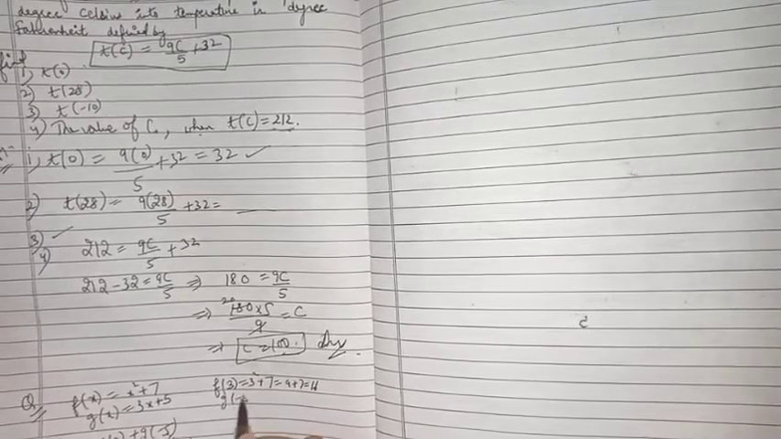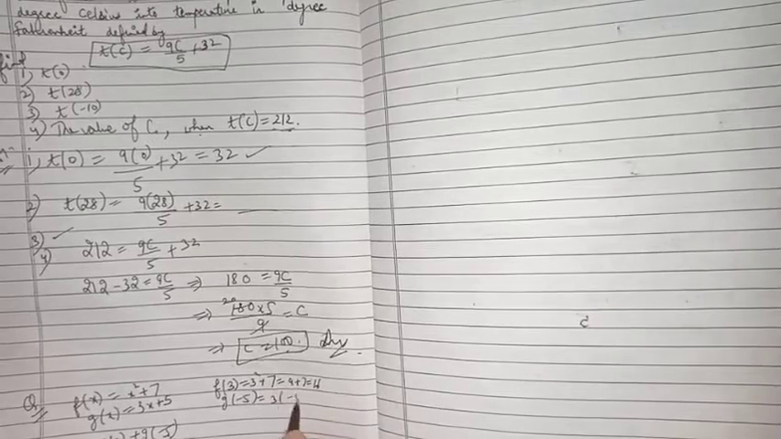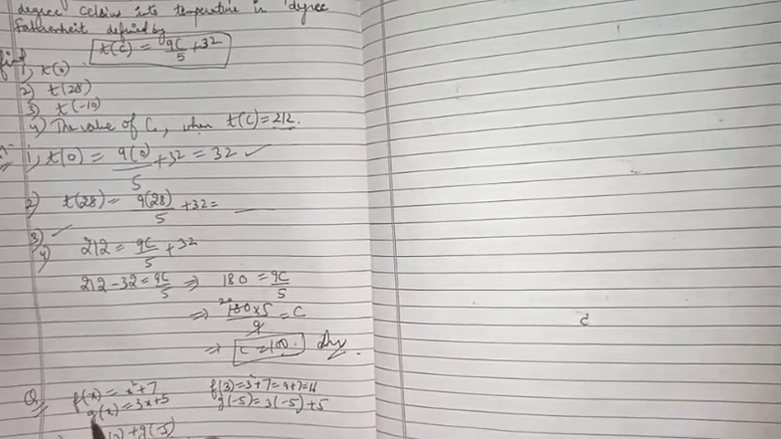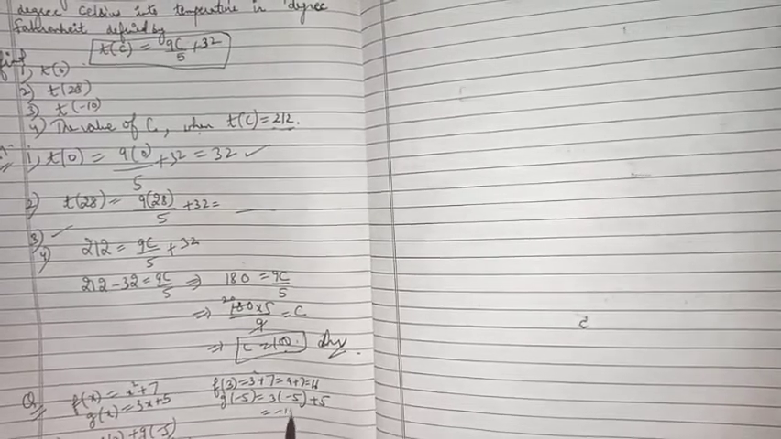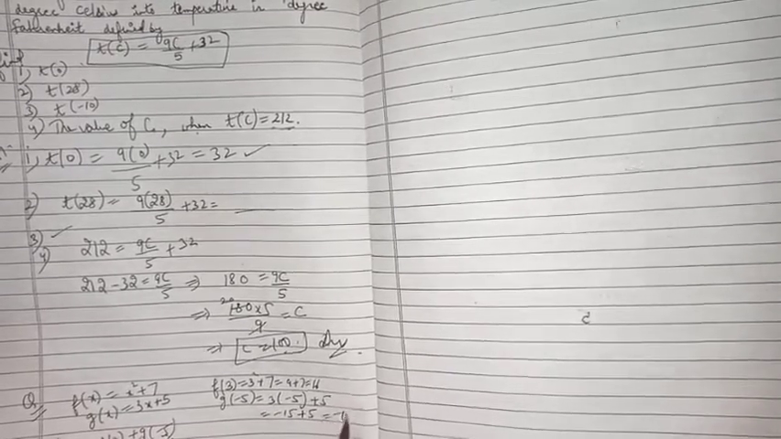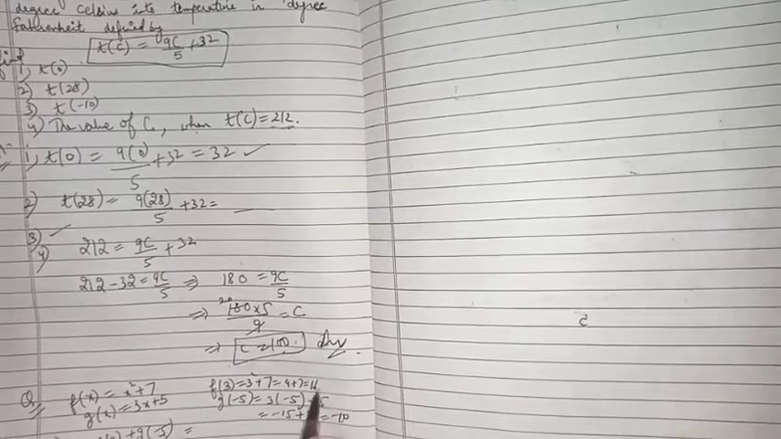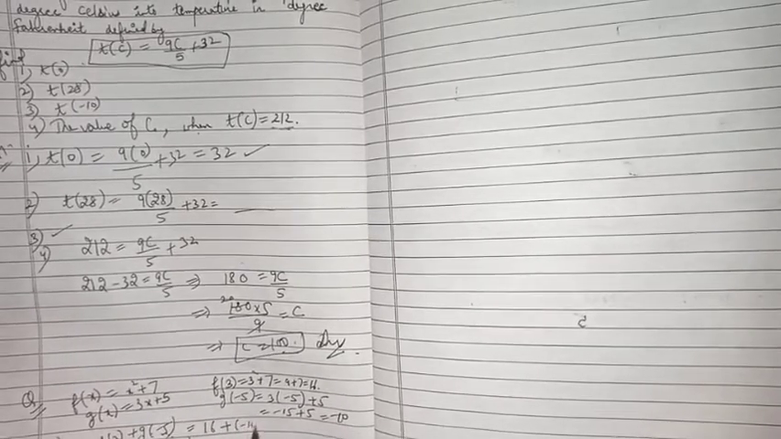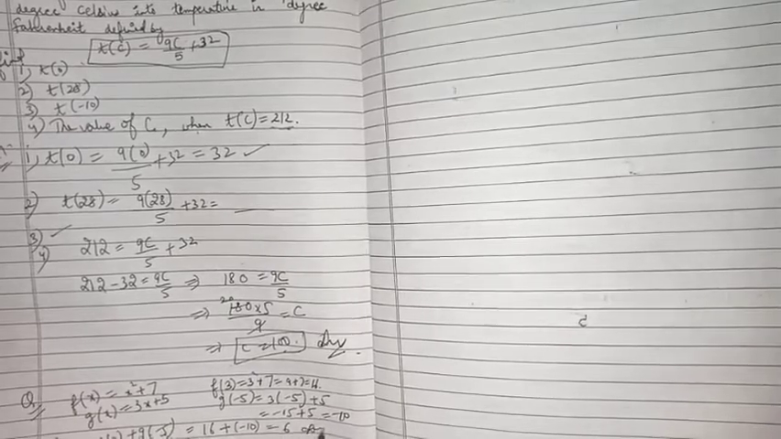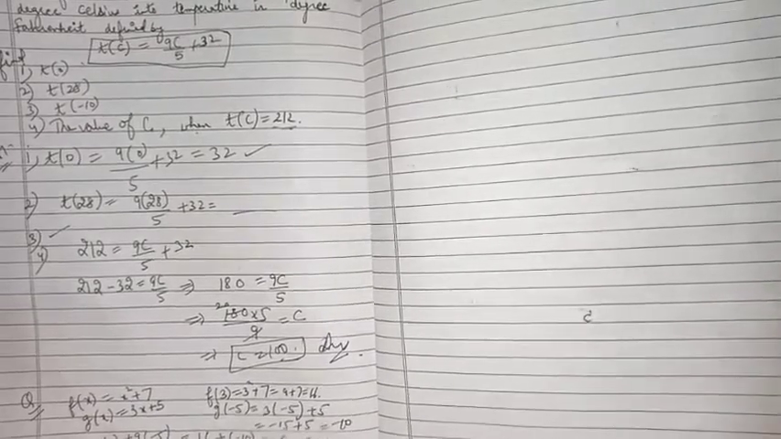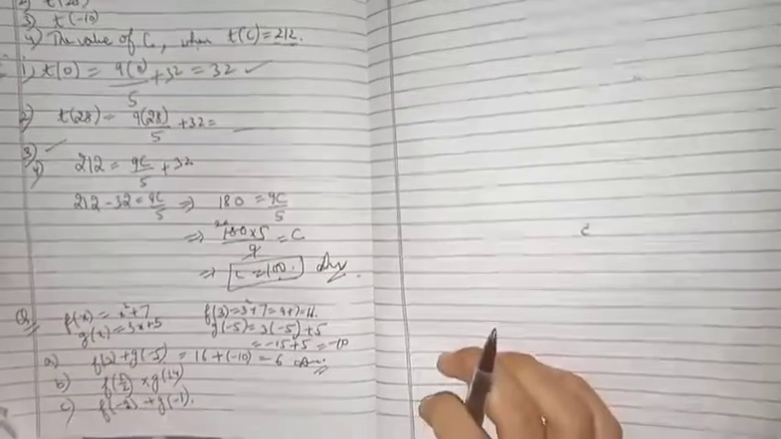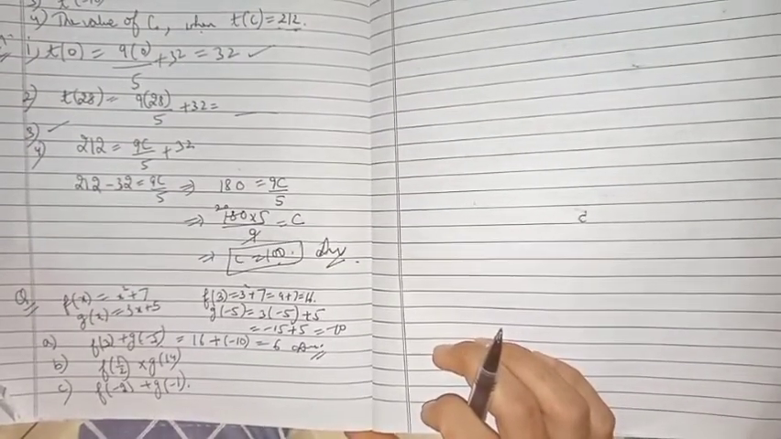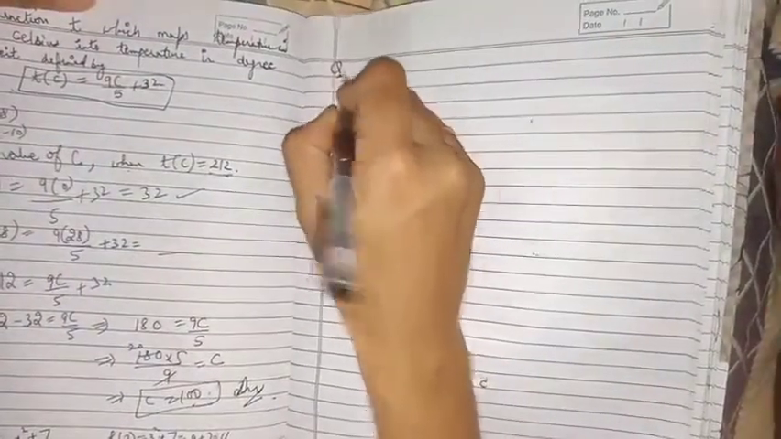g of minus 5 is 3 into minus 5 plus 5. Just put the value of x equal to minus 5 in the g expression, right? Minus 15 plus 5, which is minus 10. So here f of 3 is 16, g of minus 5 is minus 10, 6 is the answer. Right? In this way you can also find the other parts. They are quite similar and I leave these parts to you. Let us move on to the next question.